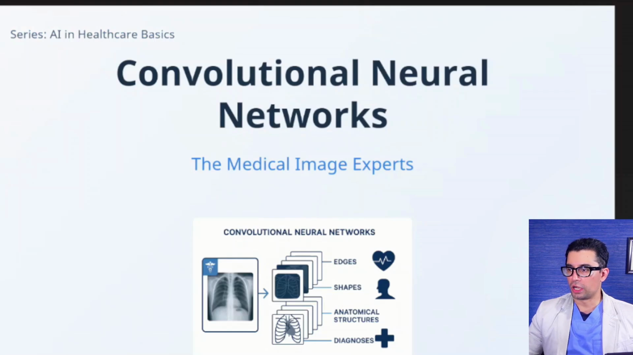All right, so convolutional neural networks, and these are revolutionizing medical imaging. Now, convolutional layers are designed specifically for image data, and they are revolutionizing medical imaging in ways that most healthcare professionals are only beginning to understand. And we are going to unwrap this today in this video.